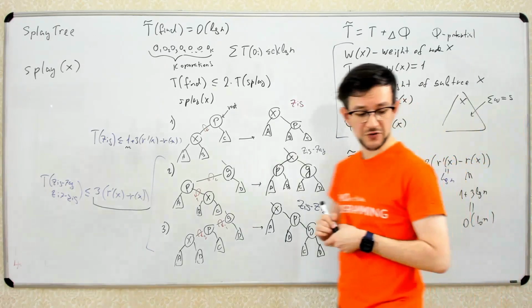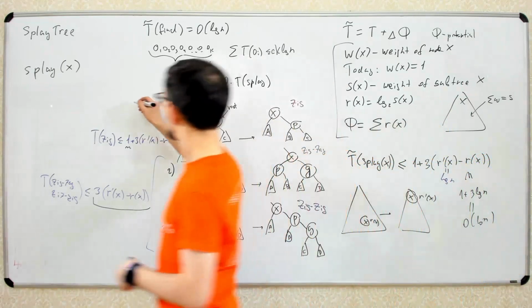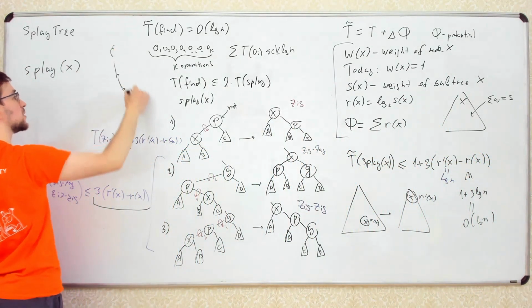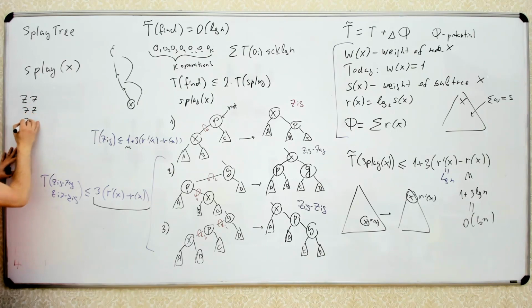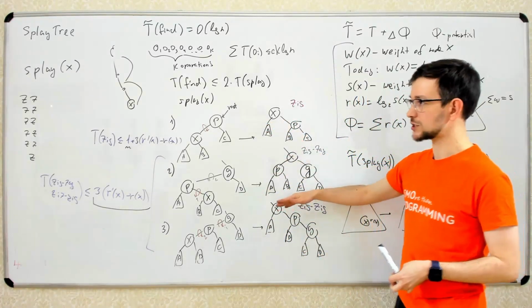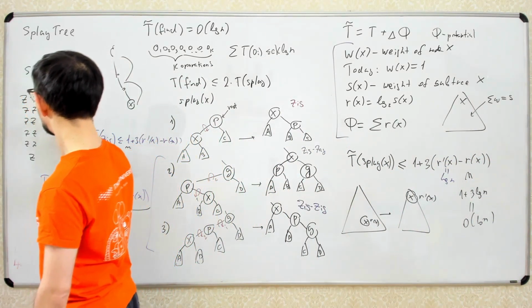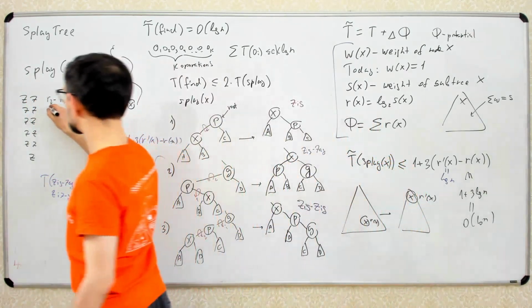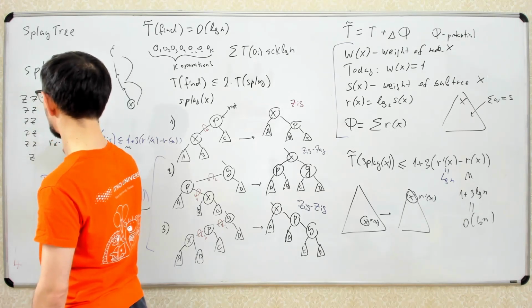Because the time complexity of splay is actually the sum of the time complexities of all these operations. If you start from some node x, you make some zig-zag or zig-zig operations. You have some number of these operations, and finally, in the end, you have maybe one zig operation, or maybe not. If you look at the time complexity of all the separate operations, the first zig-zag, let's say, is rank 2 minus rank 1. The second is rank 3 minus rank 2, then rank 4 minus rank 3, and so on.